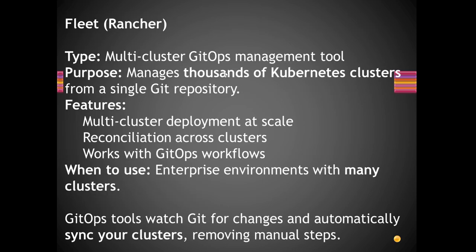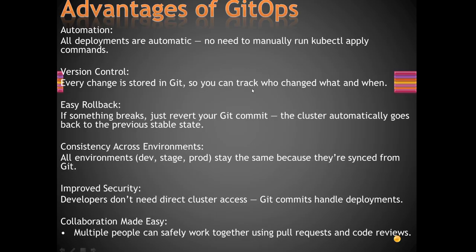Another tool is Fleet, now called Rancher Fleet. It is a multi-cluster GitOps management tool. The purpose is to manage thousands of Kubernetes clusters from a single Git repository. Features of Fleet: multi-cluster deployment at scale, reconciliation across clusters, and it works with the GitOps workflow. It can be used in enterprise environments with many clusters. These GitOps tools watch Git for changes and automatically synchronize your cluster, removing manual steps.